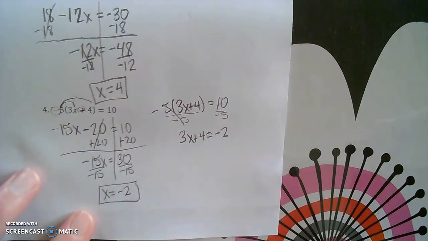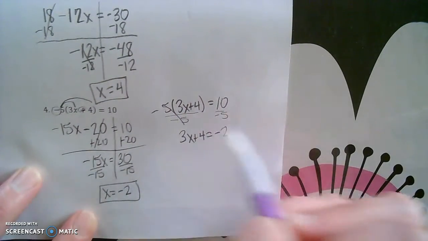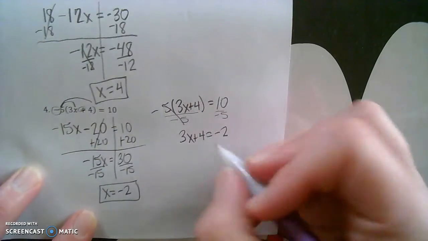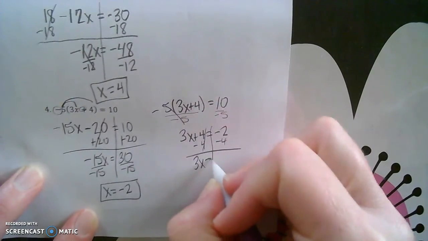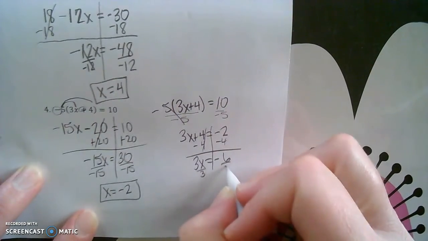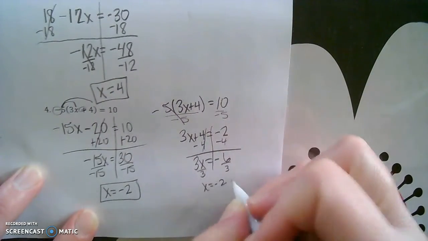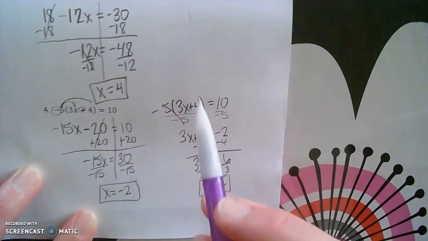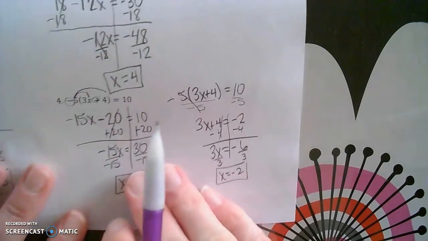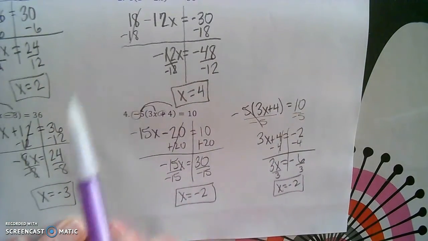in case some of you were kind of noticing that, is that you can actually divide first if your problem looks like this. So then I would subtract 4, 3x equals negative 6, divide, and I still get x equals negative 2. Okay, so if you feel comfortable doing that, that's great. If not, just totally ignore it, and that is completely fine. You can always distribute first, and it will work every time.